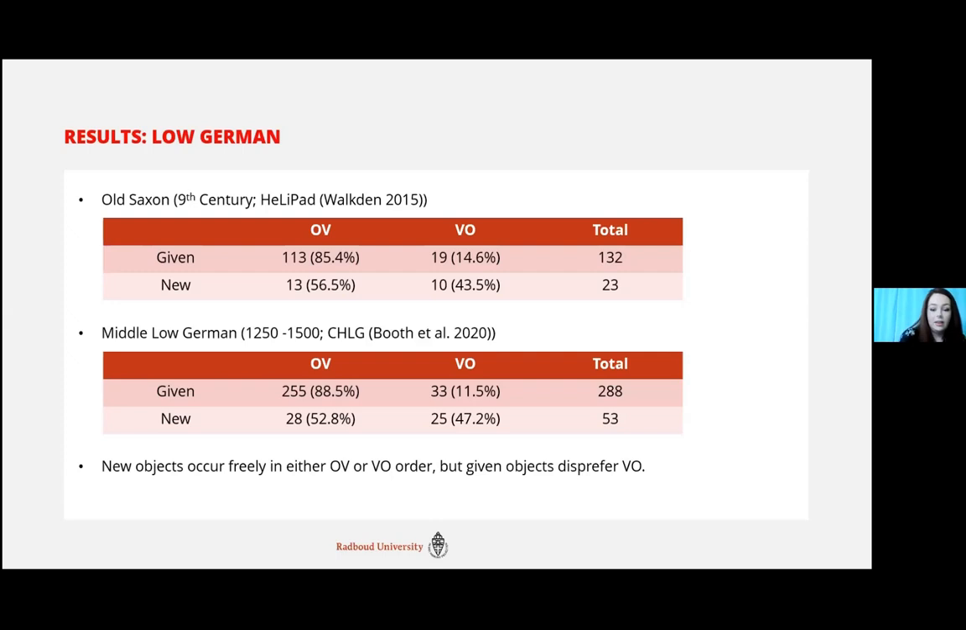So this is an example of where length plays a role as well. A very heavy given object can also be found in a post-verbal word order. And well, those Middle Low German data are new. They are from the recently released Corpus of Historical Low German.